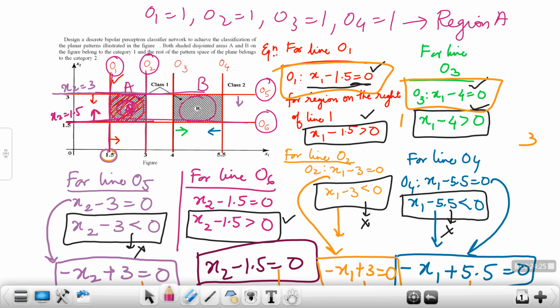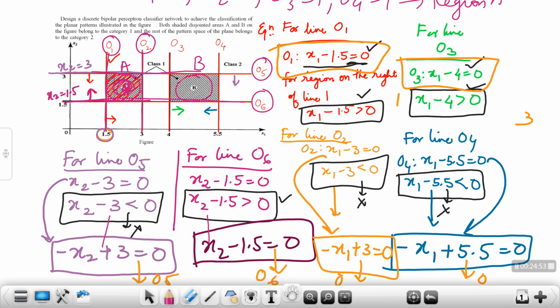Now why? Because it is an option between region A and region B. So the point can lie either in region A or in region B. If the point lies in region A, O1, O2, O3, O4 will be 1. If the point lies in region B, O3, O4, O5, O6 will be equal to 1. Both will not be at the same time. Both conditions cannot be satisfied at the same time.